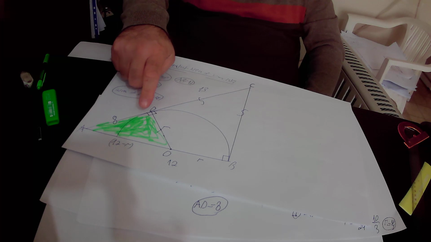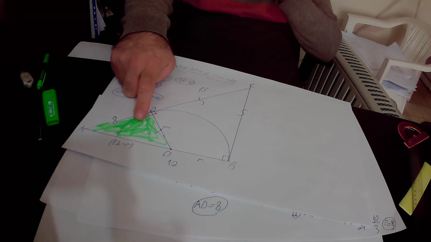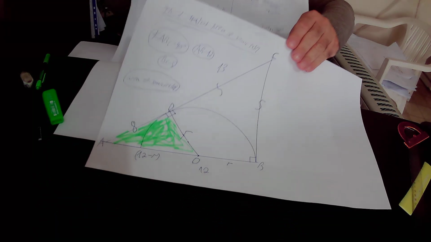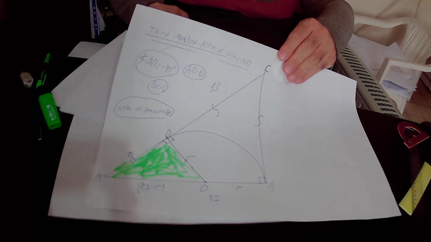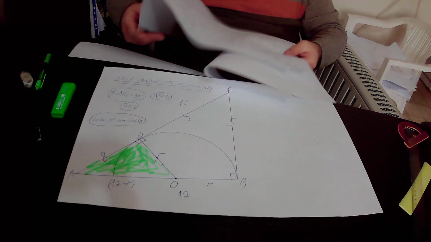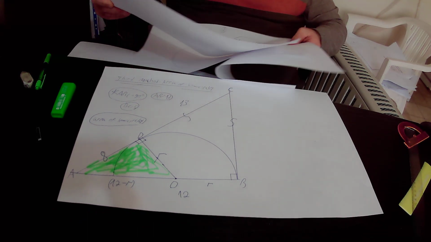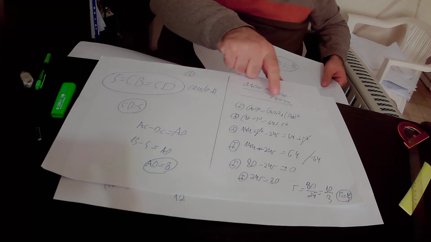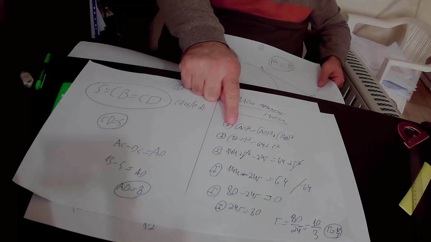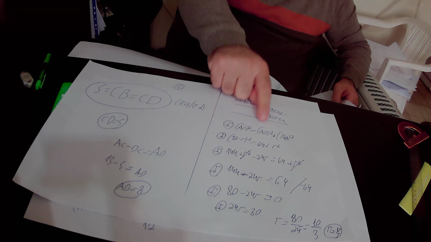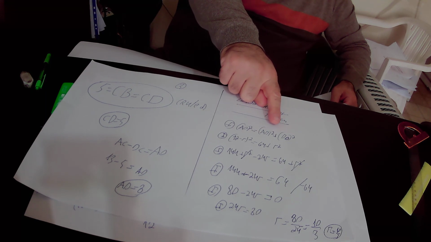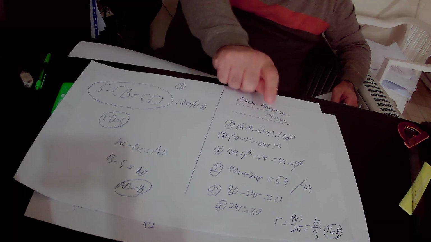So we implemented the Pythagoras theorem in the right triangle, triangle ADO. According to the Pythagoras theorem, in the right triangle ADO, AO squared equals AD squared plus DO squared. AO equals 12 minus R, so AO squared will be equal to (12 minus R) squared. AD equals 8, so AD squared is 8 squared, which is 64, plus DO squared. DO equals R, so DO squared will be equal to R squared.